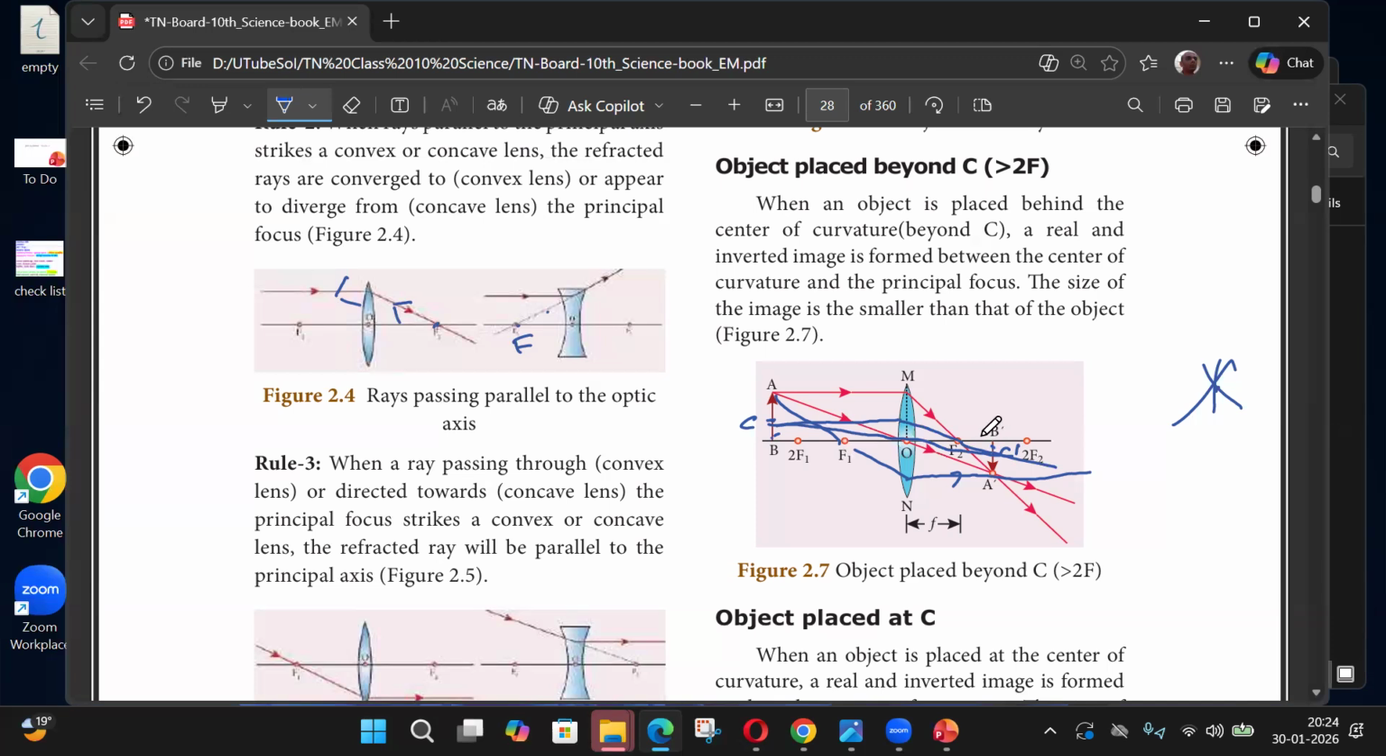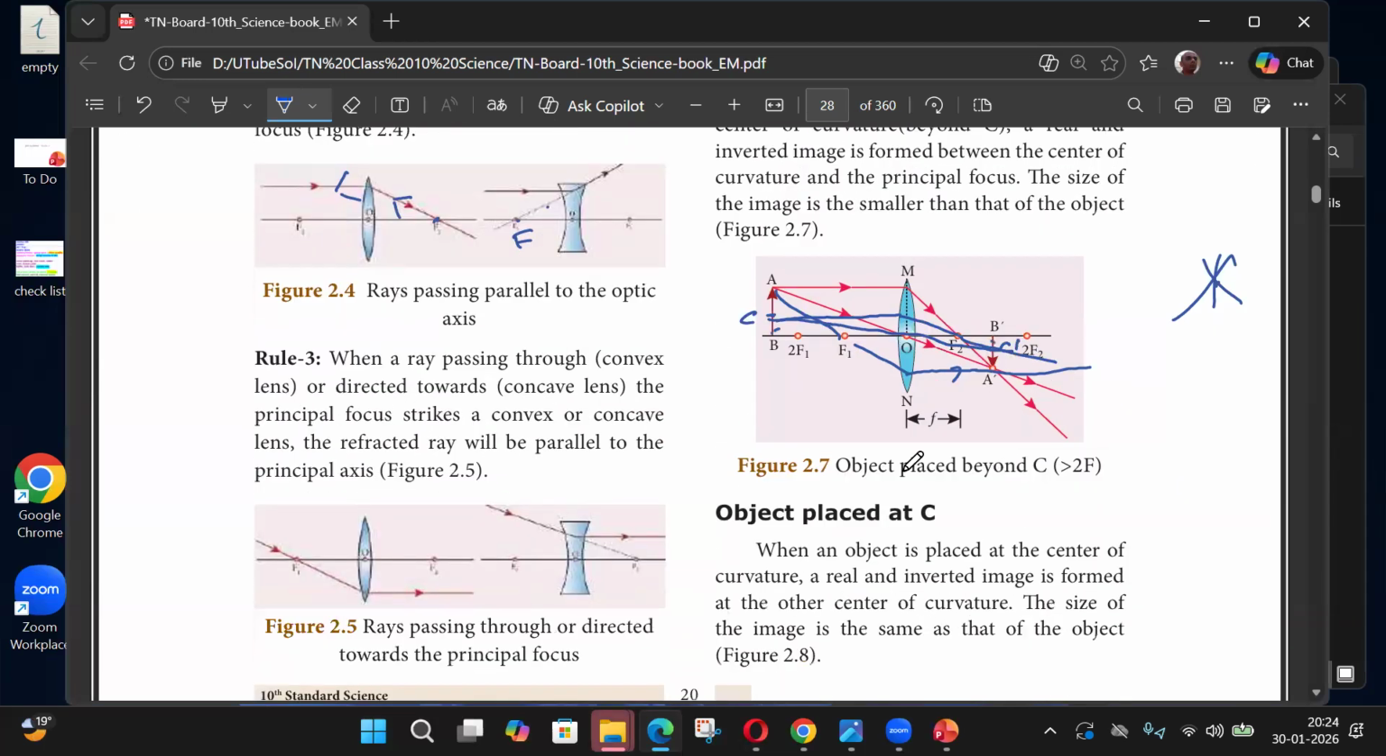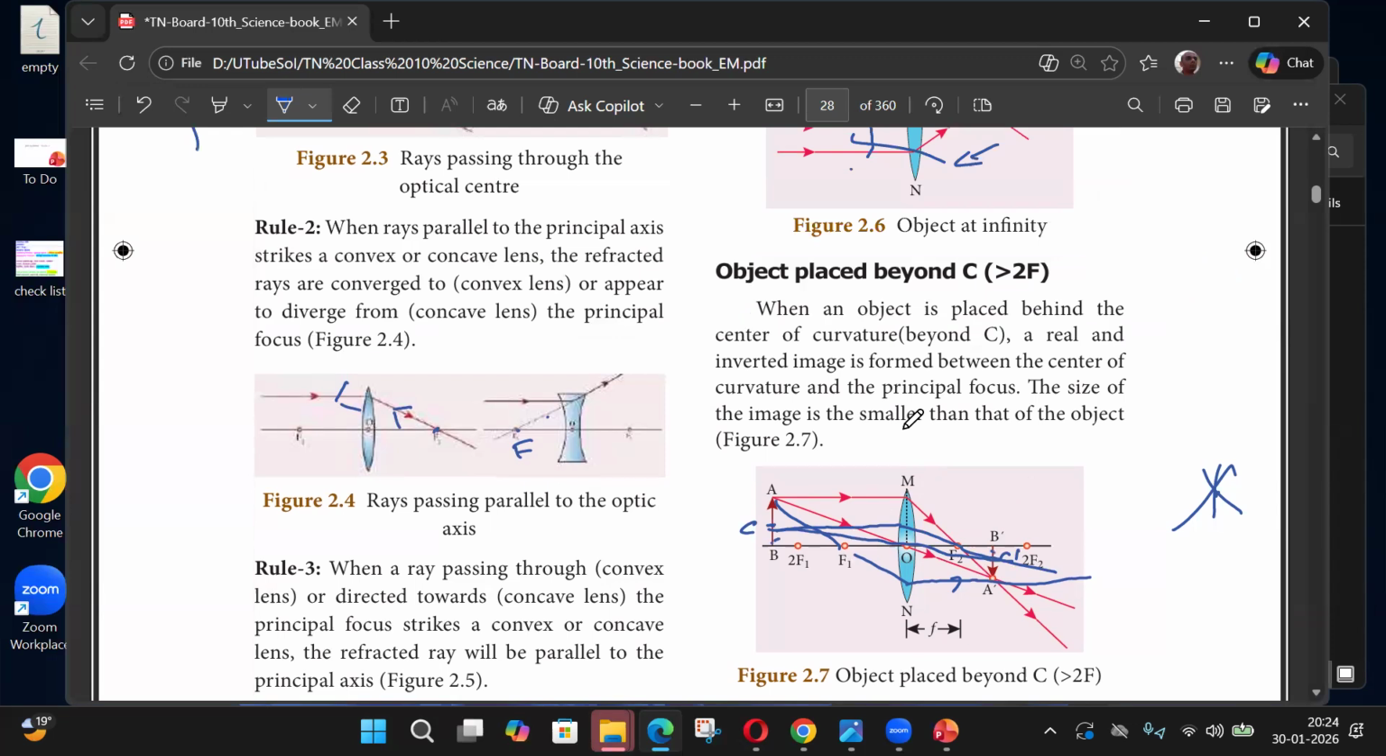So the image will be real and inverted. Inverted, I just showed why it's inverted. And size of the image is diminished.